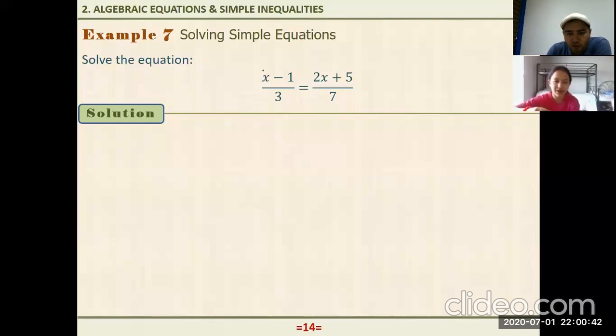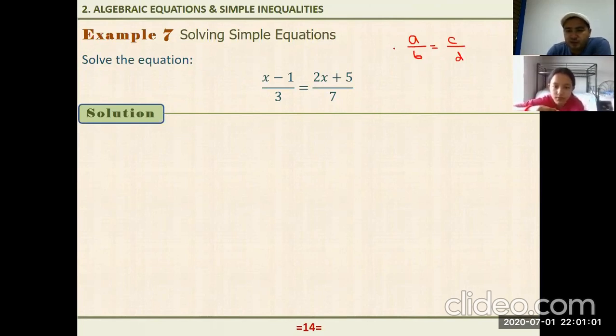Only one fraction here, right? On the right-hand side, we have only one algebraic fraction. It means that here we have something like this: A over B is equal to C over D. Usually in math, we call this a proportion. How can I solve that?